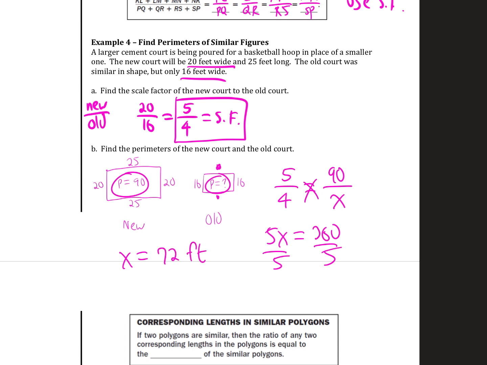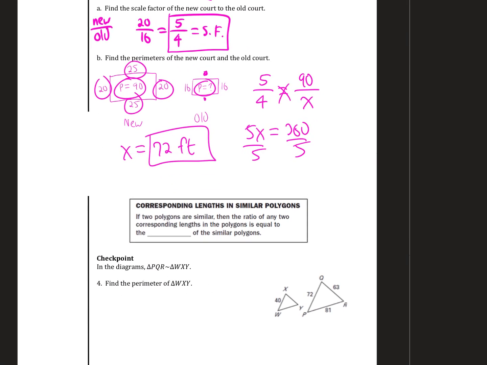And that's the perimeter of the old court. Okay? Oh, and I found the perimeter, sorry, I didn't mention that though. I found the perimeter of the new court by just adding up all the different sides here to get that. Okay? All right, sounds good. That's a little confusing. Okay, let's talk about this here.